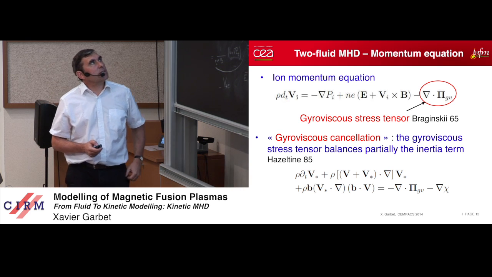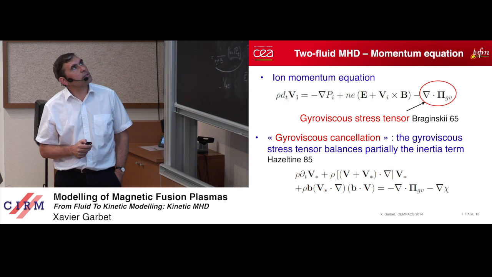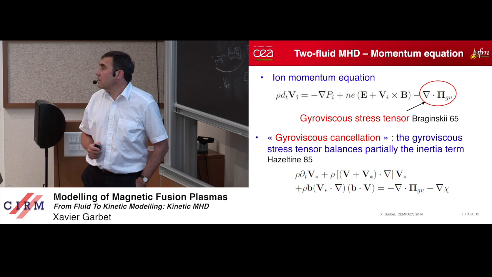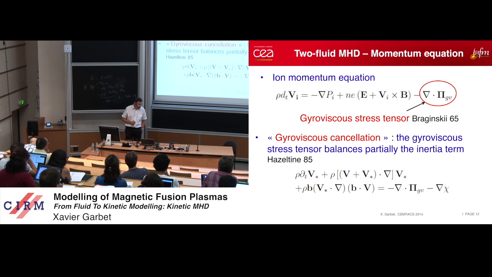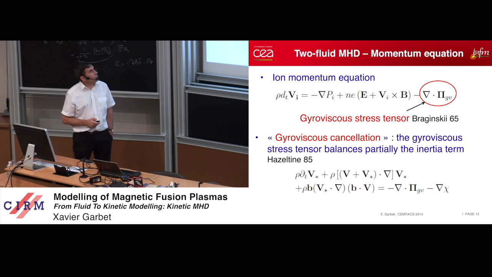So the situation is that the momentum equation for ions starts like this. This is the ion pressure gradient, this is the Lorentz force. And there you cannot neglect the stress tensor, which is kind of complex. Even if you ignore collisions, there is one part which is going to depend very sensitively on the Larmor radius times the wave number, which is the gyroviscous stress tensor.